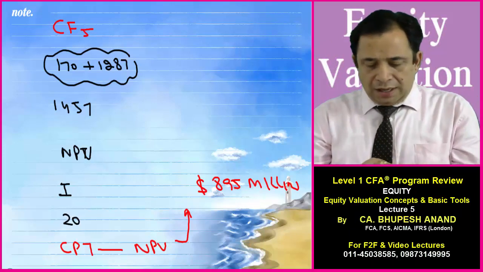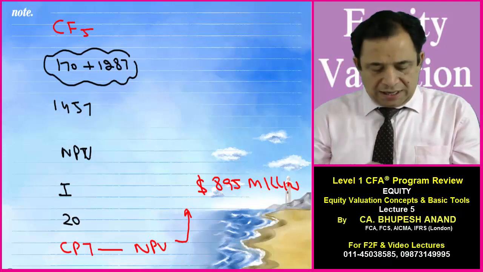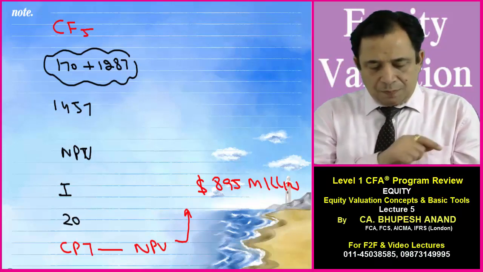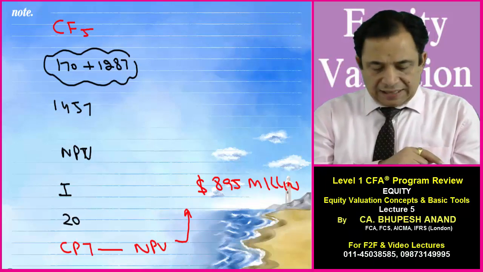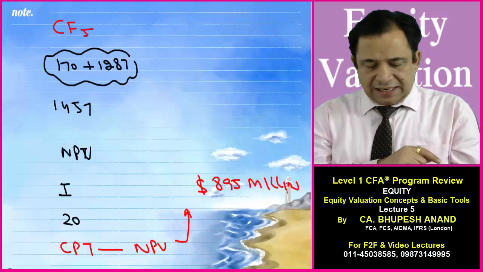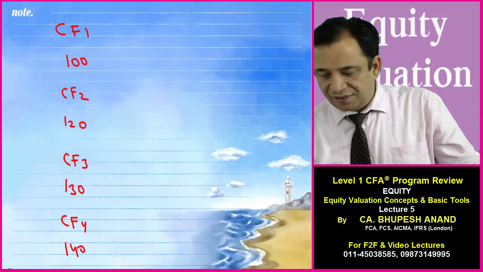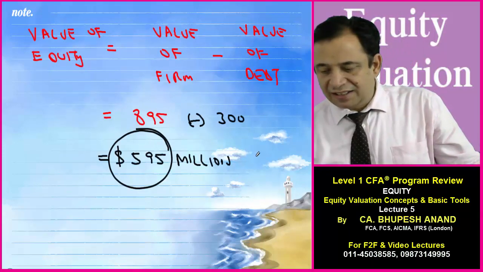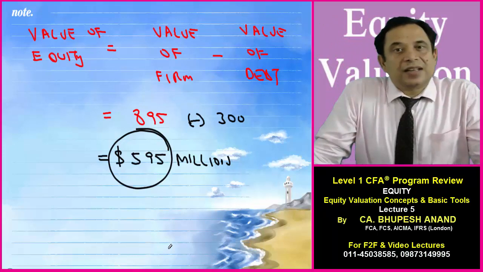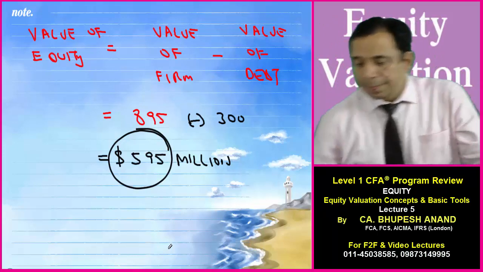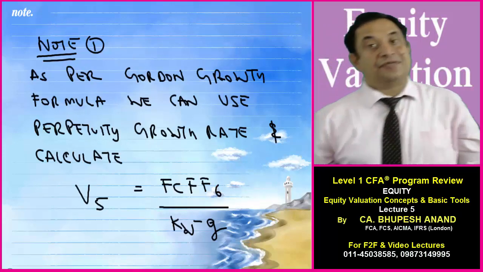Enter cash flow, compute NPV, and interest is 20. Enter, downward, NPV, that is coming as 895 million. So 895 minus 300, that comes to 595 million. So my dear friends, in today's lecture I have told you how we can calculate the value of the firm with the help of FCFF and FCFE.